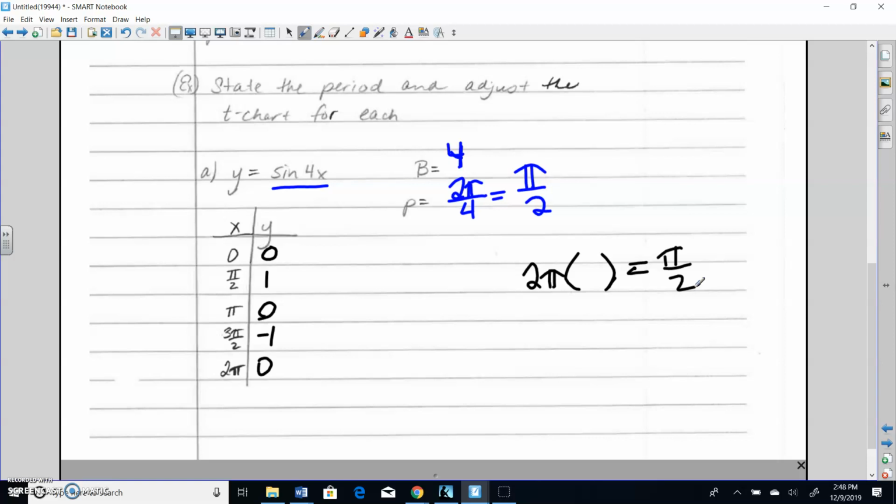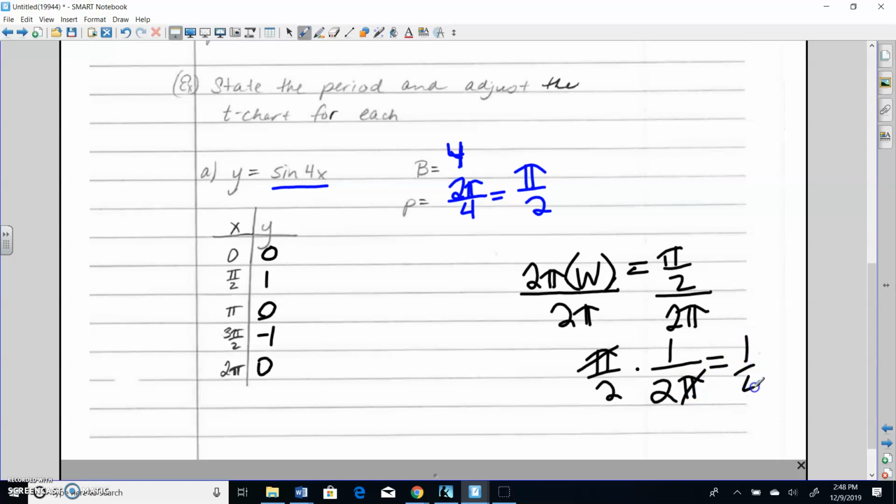If you don't know, then I'm going to say let's put W in there, and we want to solve for W. Yeah. So we would have to divide both sides by 2 pi, right? Dividing by 2 pi is the same as multiplying by its reciprocal. And you'll see the pi's cancel, and we would get 1 over 4. So that's the factor we're going to multiply all of our x's by in order to get our new t-chart.